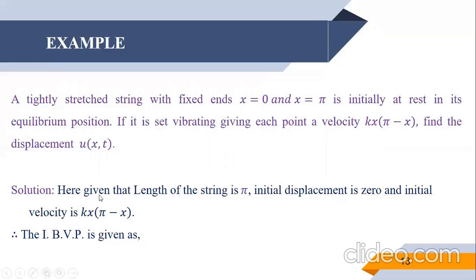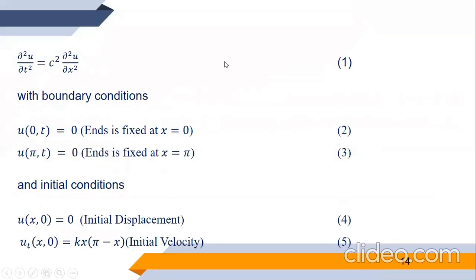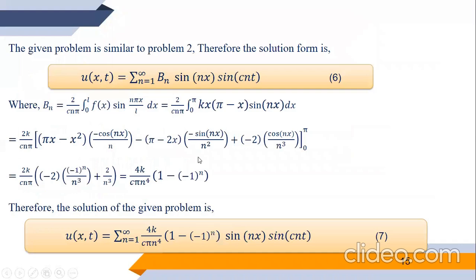So here, given that length L is pi, displacement is 0 and velocity is kx(pi minus x). So the initial boundary value problem is defined as equation 1, the one dimension wave equation. Boundary conditions are similar, only L is replaced with pi, and the initial condition displacement is 0 and the velocity is kx(pi minus x). So the given problem is similar to problem 2.